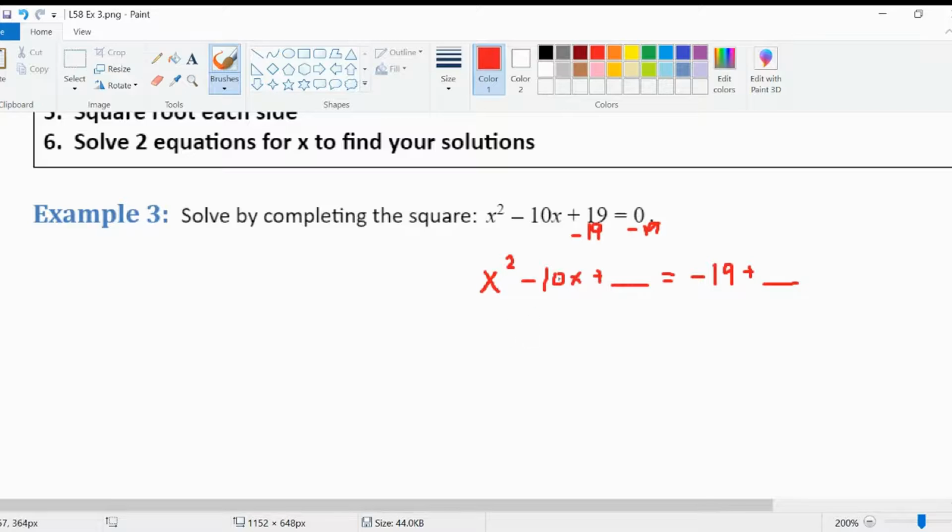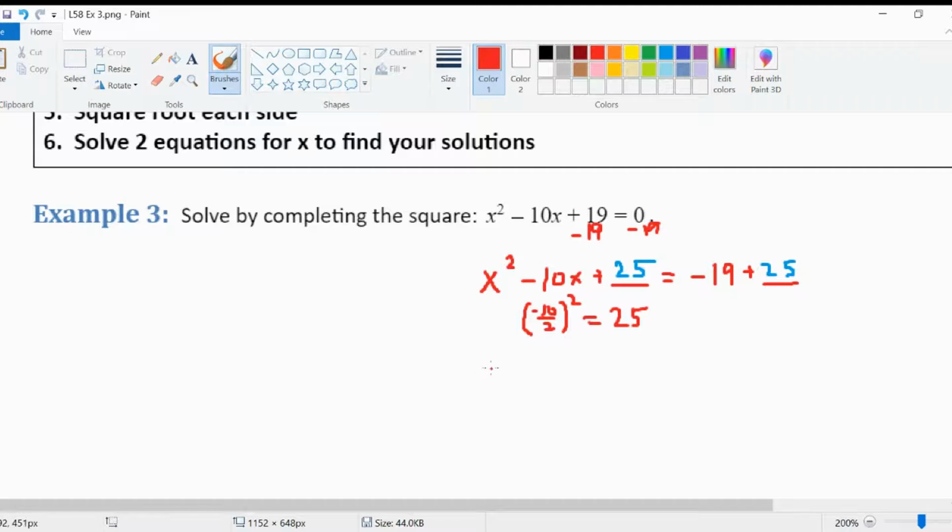Here's where we complete the square. So negative 10 is my b term. I'm going to take negative 10 divided by 2 and square it. Negative 10 divided by 2 is negative 5. Negative 5 squared is 25. I'll change colors just to make it stick out a little bit more. We're going to add 25 to this side and then add 25 to this side. So we skip step 2 from above because the a term is 1 already. We'll see one that is not 1 on the last problem.